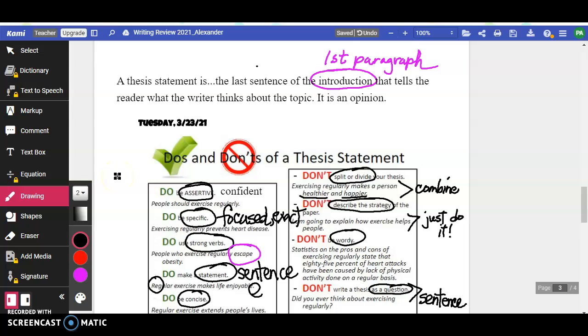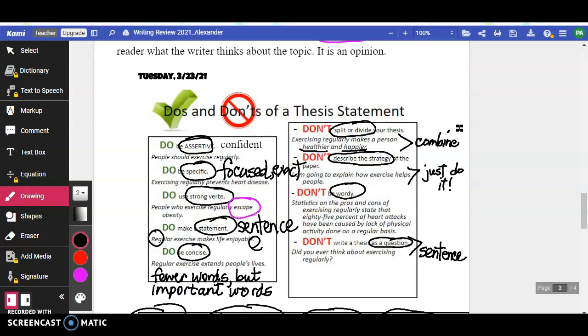Okay, this is our review of constructing an effective thesis statement and using the HELP strategy to develop ideas. A thesis statement is the last sentence of the introduction, which is the first paragraph, and it tells the reader what the writer thinks about the topic. It's an opinion.